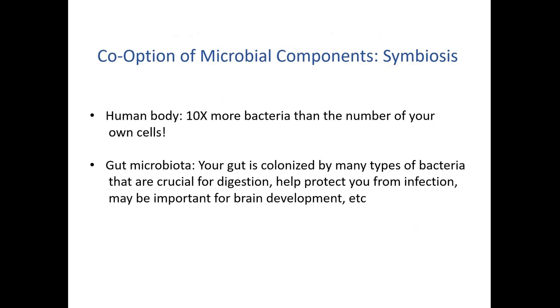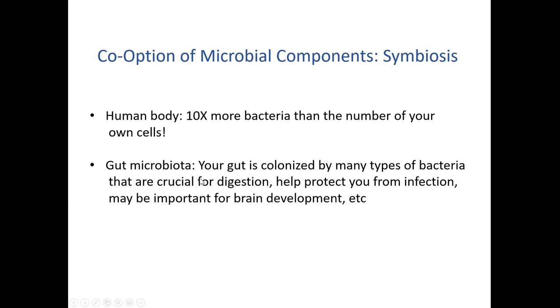So in terms of thinking about this co-option of microbial components, another way that this happens is symbiosis. You've probably heard about symbiosis, the idea that two organisms can coexist and both benefit from the relationship. For example, within the human body, all of us have about 10 times more bacteria on and in our bodies than the actual number of our own cells, which is crazy to think about.